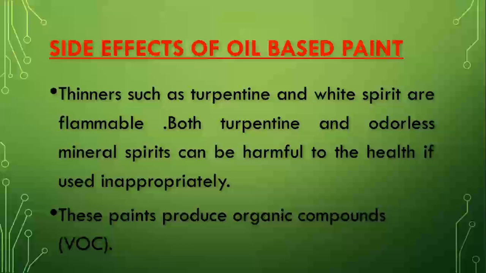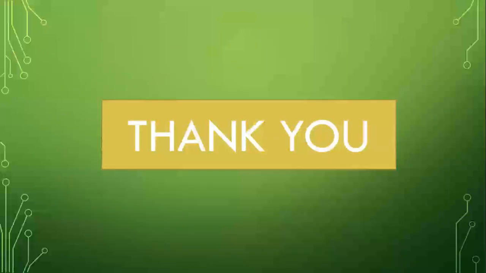Some oil paints have side effects. First, thinners such as turpentine and white spirit are flammable, meaning they can ignite by flame. Both turpentine and mineral spirits can be harmful to health if used in excess amounts. And second, these paints produce volatile organic compounds (VOCs), which are also harmful. So these are the oil-based paints.